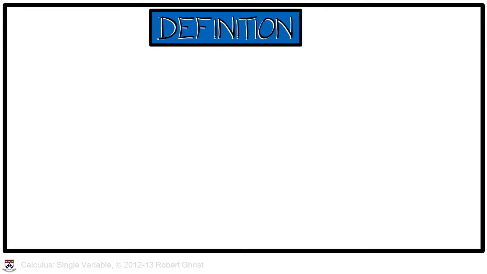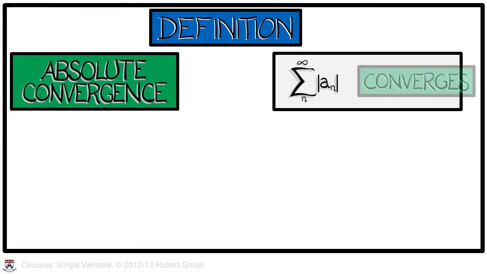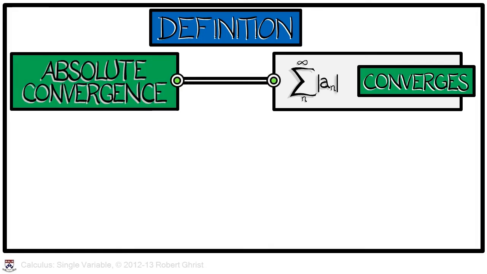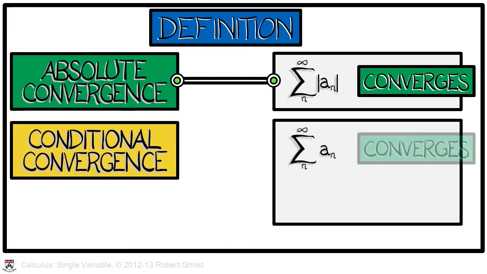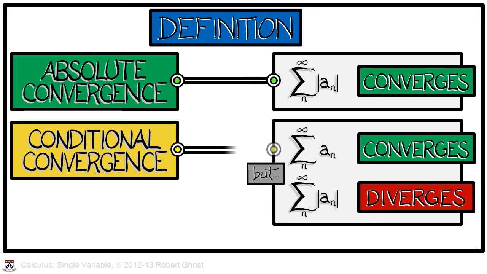The contemplation of alternating series leads us to new definitions involving general series. We say that a series is absolutely convergent if not only does the sum of the a sub n's converge, but the sum of the absolute values of the a sub n terms also converges. We say that a series is conditionally convergent if it is a convergent series. That is, the sum of the a sub n's converges, but the sum of the absolute values of the a sub n's diverges.